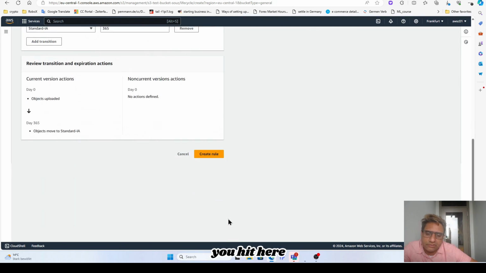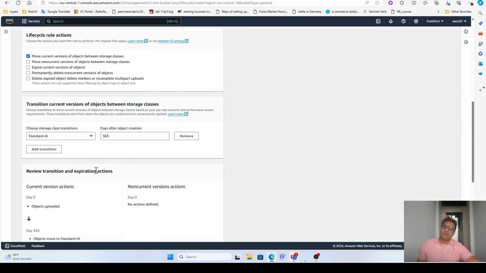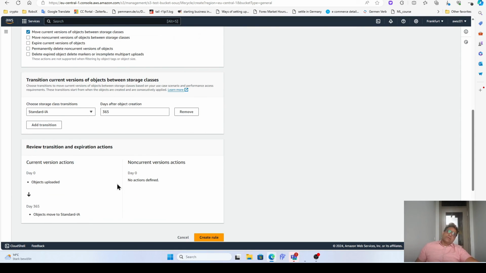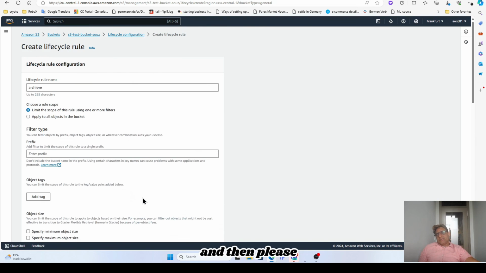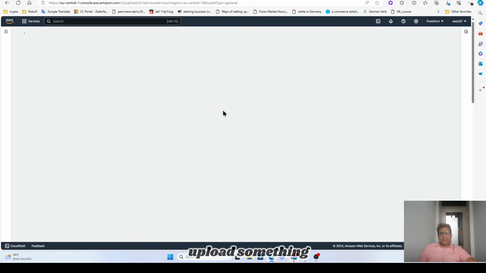And when you hit this create rule, it's going to create a new rule for you with this preview here. And you can also export this, because sometimes you say, okay, this rule is going to work for some time, and then please export it, and you can export it. So if you want to upload something, you can come here, and you can always upload your stuff from this file.